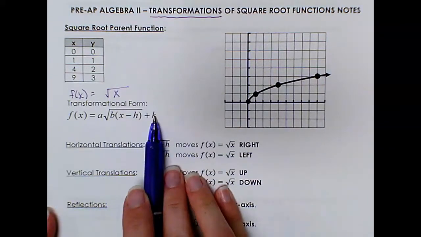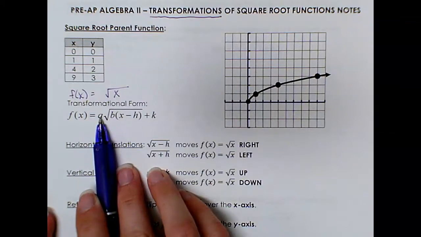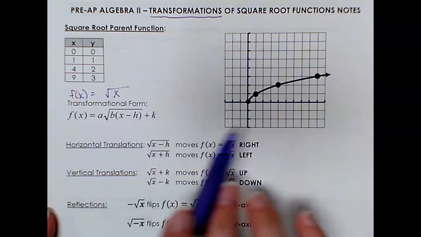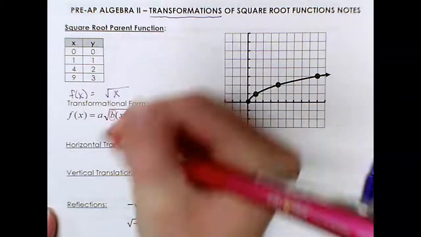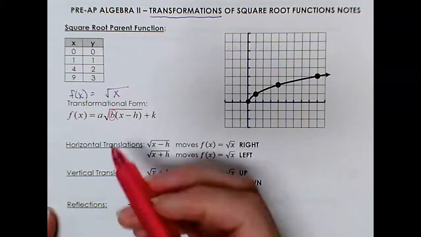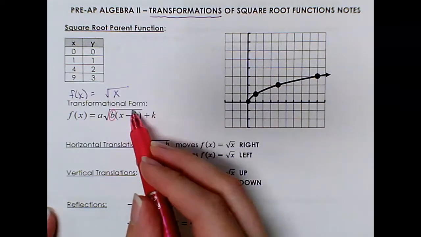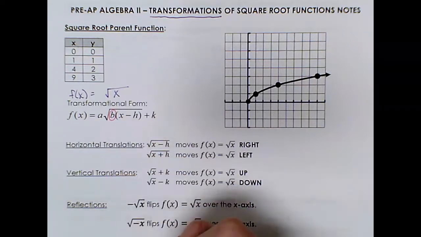We're going to have plus k on the outside. That'll control the vertical shifting. We're going to have a on the outside, which will control vertical reflections over the x-axis, and it'll control vertical stretches and compressions. But the new thing that you're going to see today is this. And this b value is really important, and it can do a couple different things. And it is under the radical, so it's part of the radicand with x, which means that it's going to change things in the x form, which is going to be like horizontally. It's going to change things horizontally.